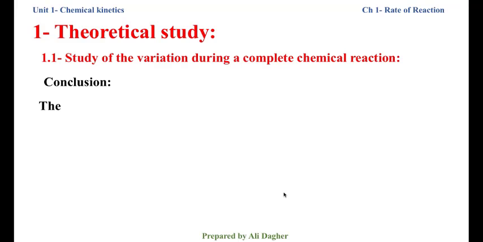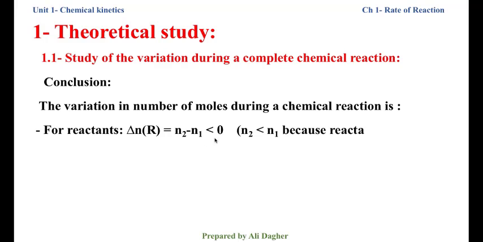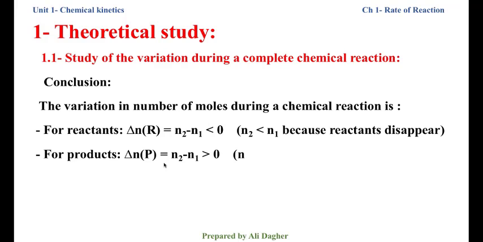Conclusion: the variation in number of moles during a chemical reaction is, for reactants, delta N reactant equals N2 minus N1, less than 0 since reactants disappear, and for products, delta N product equals N2 minus N1, bigger than 0 since products are formed.